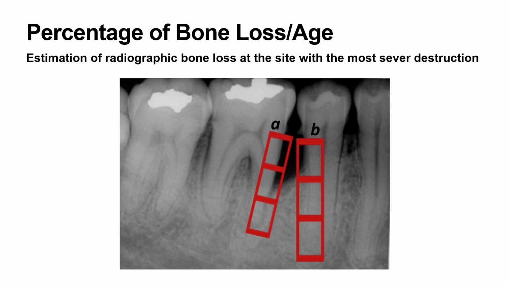So we estimate the radiographic bone loss at the site that appears to have the most severe destruction, like here on this molar A, right? And then we determine whether the bone loss is likely to be in the most coronal third, the middle third, or the most apical third of the root. That will help also in staging. So we can see here the bone extends well into the middle third of the root, and here on the premolar it extends into the coronal third of the root.